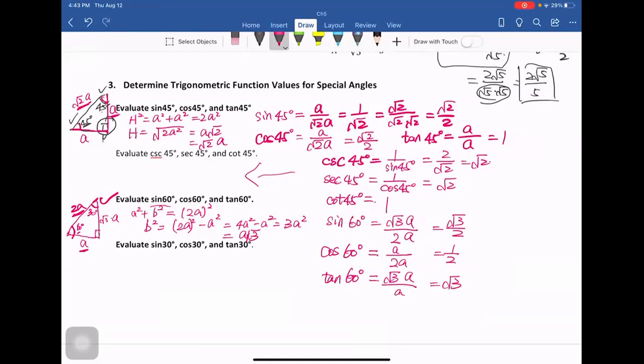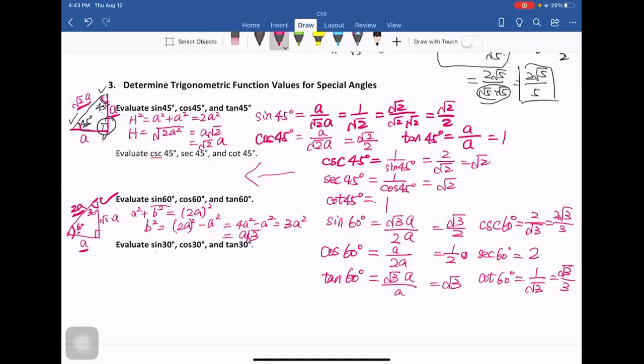And so the cosecant 60 degrees equals 2 over square root of 3. Rationalize that, that's 2 times square root of 3 over 3. Secant 60 degrees equals, just flip this, that's 2. And cotangent 60 degrees equals 1 over square root of 3, that's square root of 3 over 3.